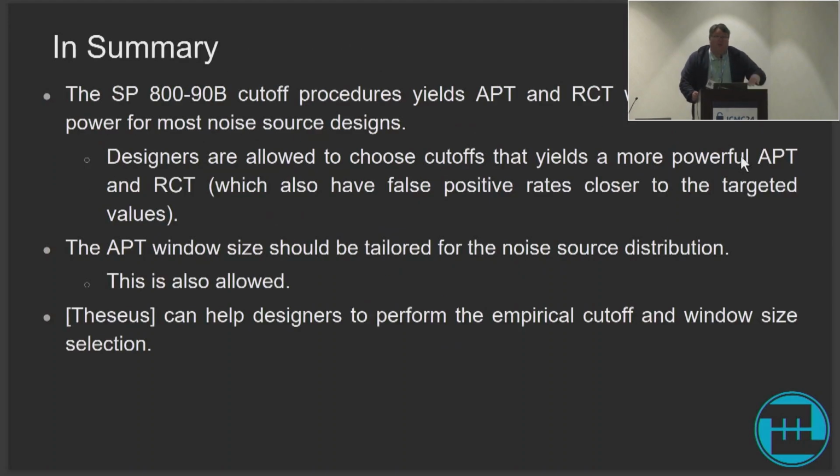Okay, in summary, we've more or less already talked about this. The procedures included in 90B give you lower statistical power than you could otherwise have. You're allowed to choose better cutoffs using other approaches, and you should consider modifying the window size if it makes sense for your design. It's easy to play around with the APT tool to figure out the impact of the window size, and you can use tools from Theseus to do this.